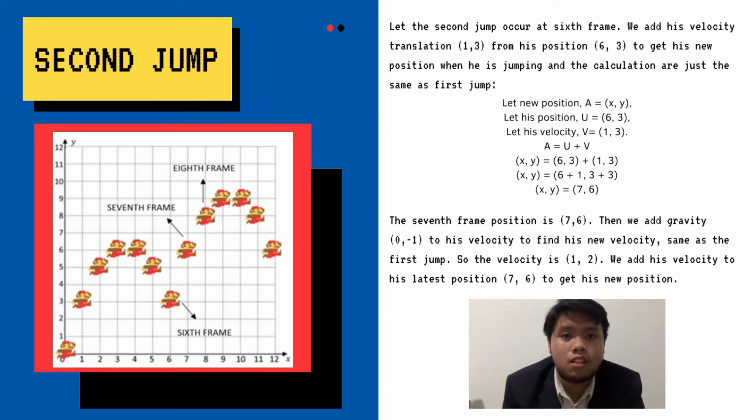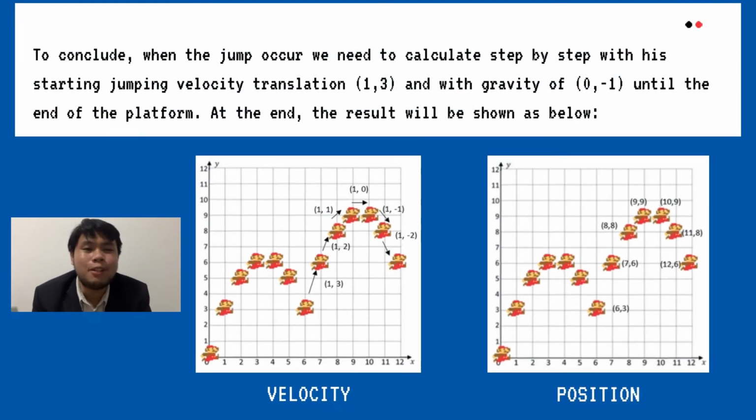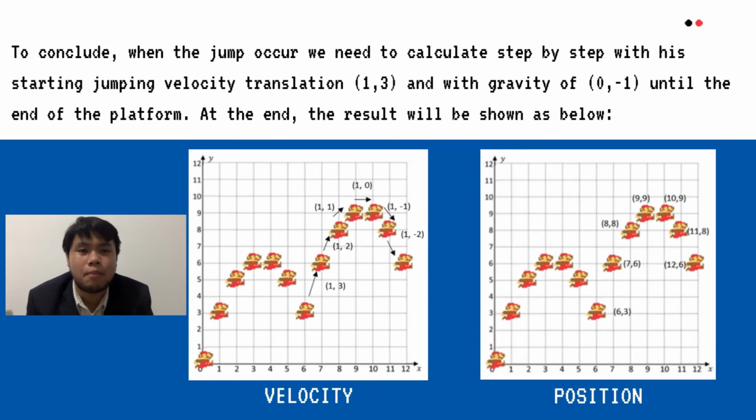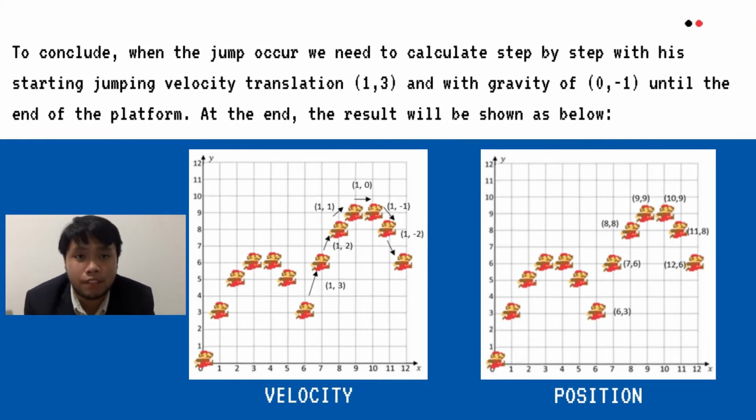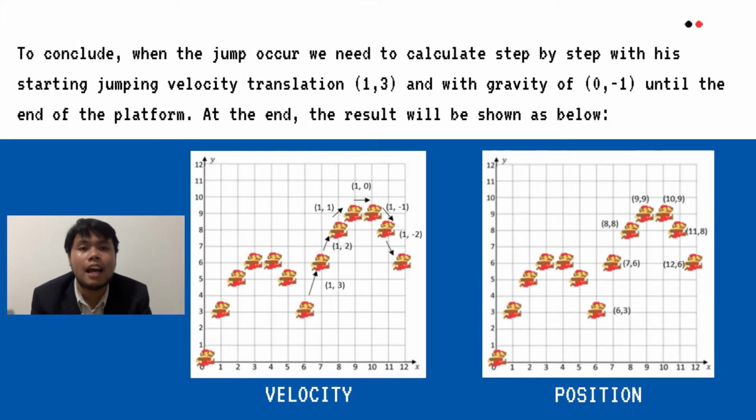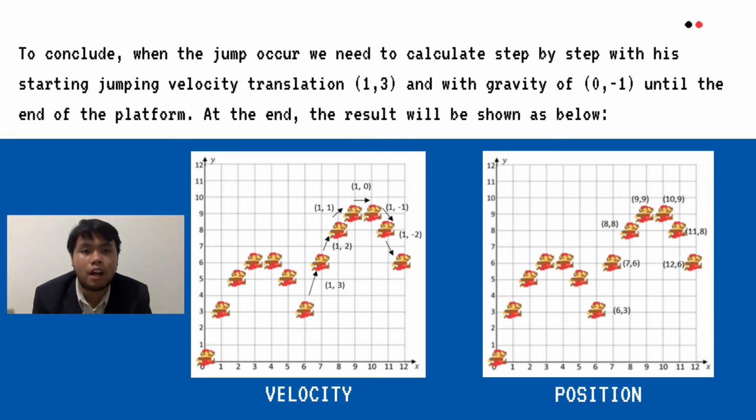We add his velocity to his latest position (7, 6) to get his new position, which is the 8th frame. To conclude, when the jump occurs, we need to calculate step by step with his starting jumping velocity translation (1, 3) and with gravity of (0, -1) until the end of the platform. At the end, the result will be shown as the diagram on this slide.